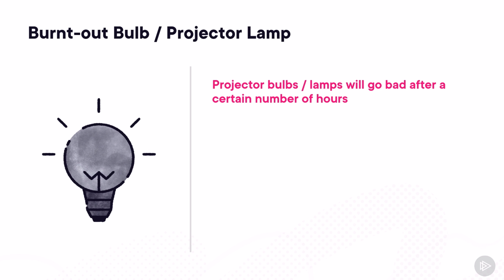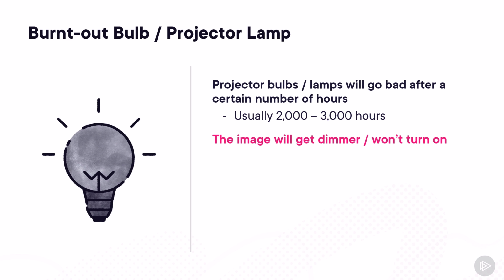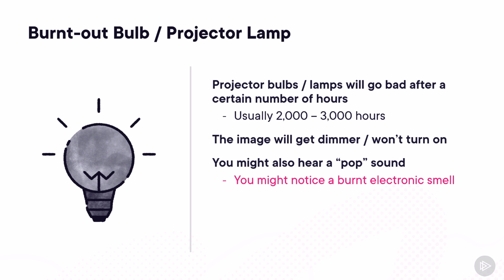It's again not an if, but a when, as most lamps are designed to work from anywhere from 2000 to 3000 hours. As you get closer to that number, the image will get dimmer or it will not turn on. Sometimes you might hear a pop sound and notice a burnt electronic smell when it burns out. If that happens, first of all, wait for everything to cool down before you touch anything, and then go replace it. And again, it will be very hot, so give it some time.